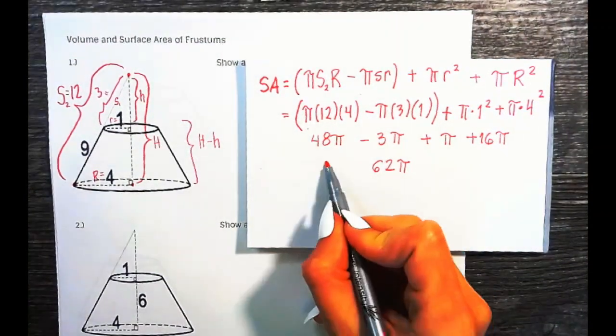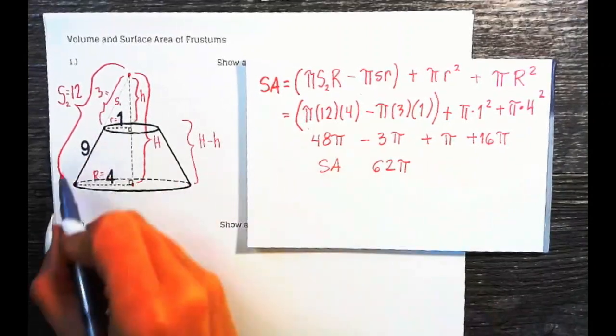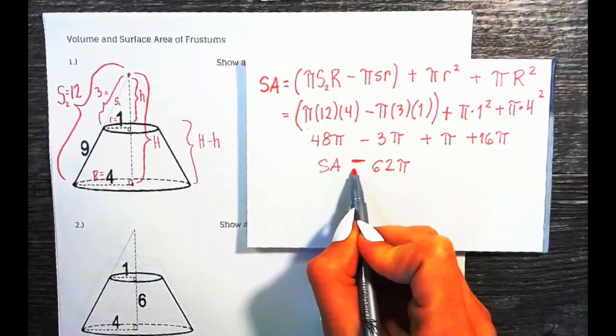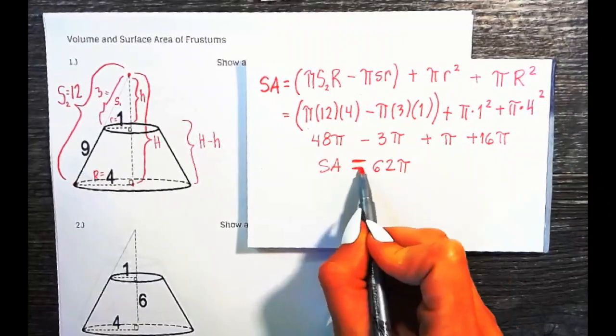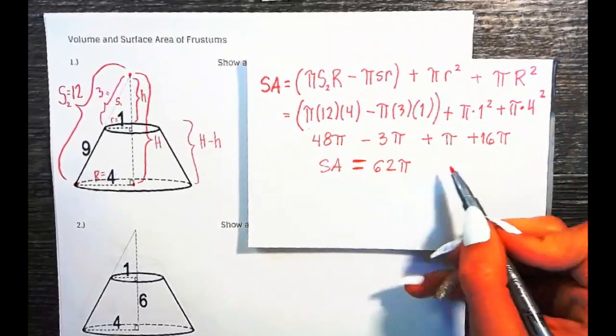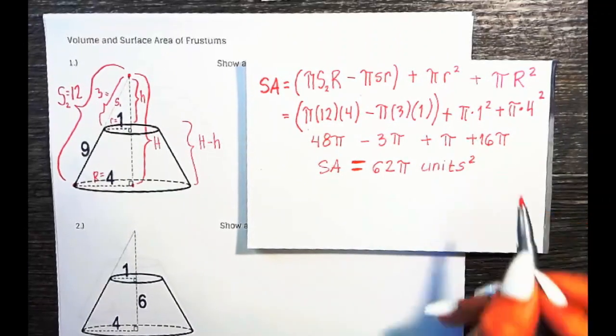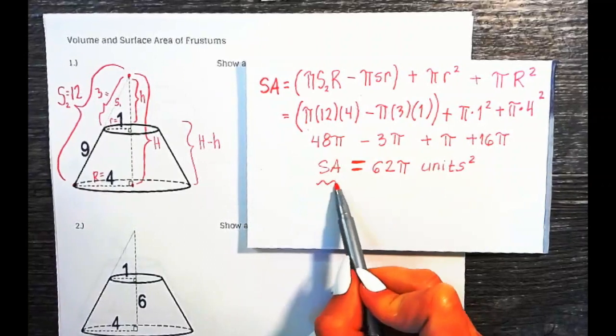So the surface area of the entire conical frustum here is equal to, I almost put the approximately, but this is in terms of pi, so we're precise, 62 pi. We don't have units, so we're just going to say units squared because it's an area.